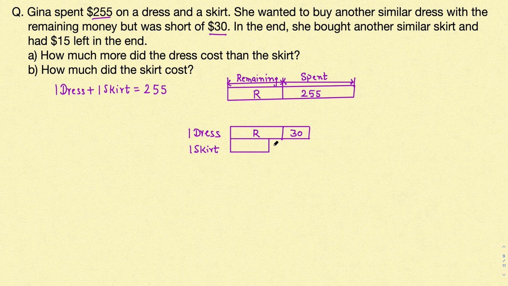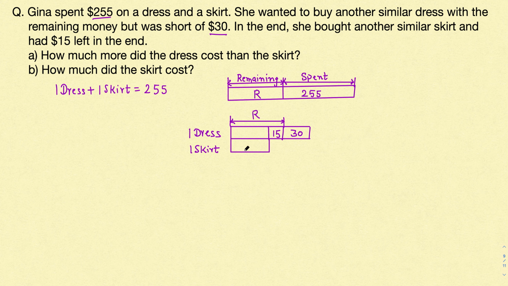And how much less? You see, even after buying the skirt, she was still left with $15, right? So the remaining amount of money is actually equal to the cost of this skirt and another $15. So now we should be showing the remaining money, this full thing from here to here, right? So this was our remaining money, and that is equal to the cost of the skirt plus another $15, right?